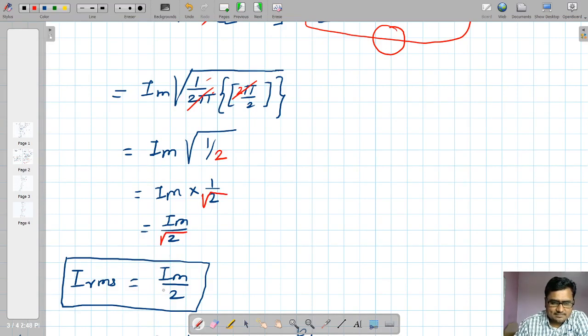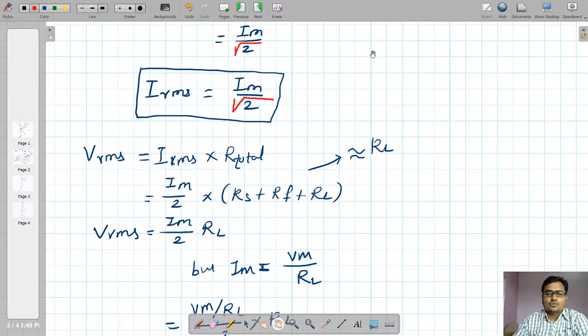Finally, what equation am I getting? I'm getting the equation IRMS is equal to Im divided by root 2. That is the final equation. In case of half wave rectifier, what was the equation? It was Im divided by 2. In case of full wave rectifier, it is Im divided by root 2. That's what it is. Isn't it so simple?